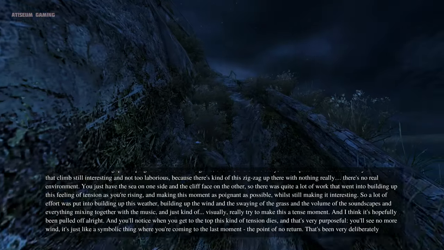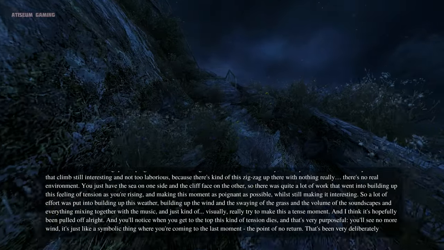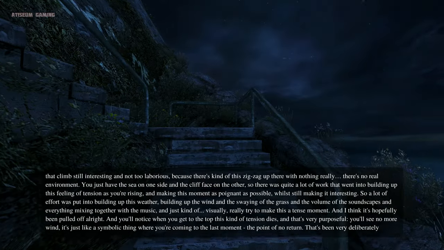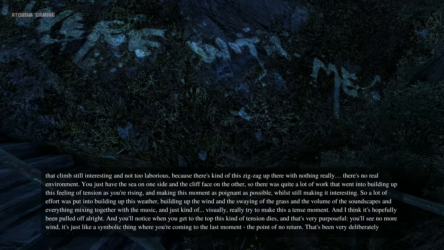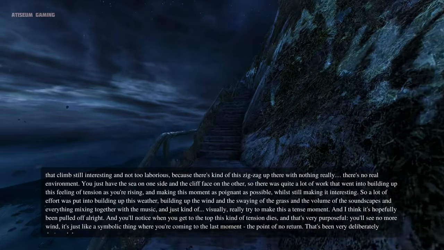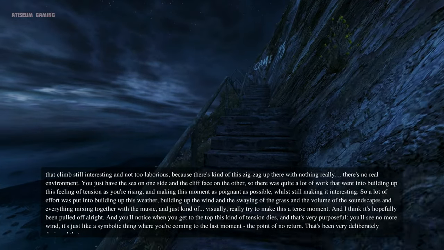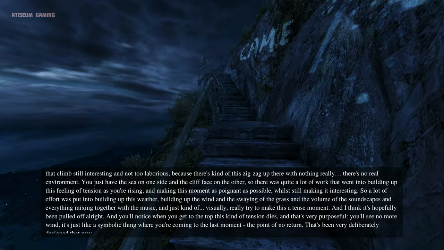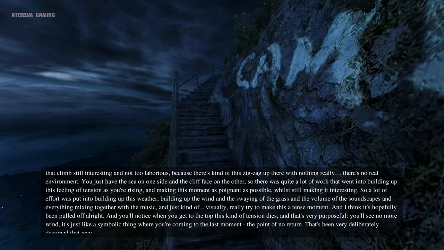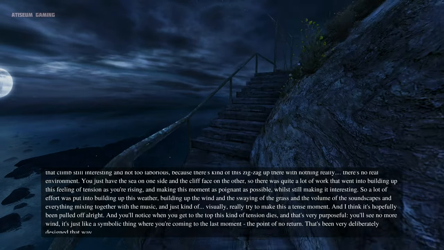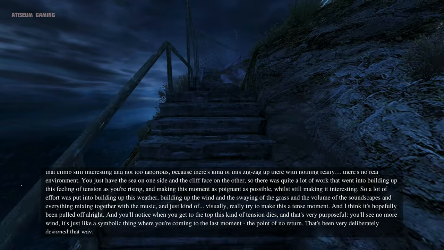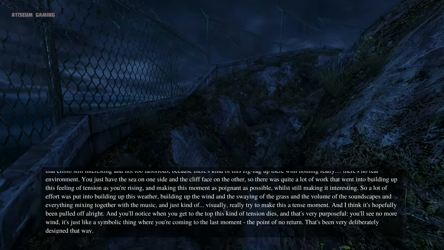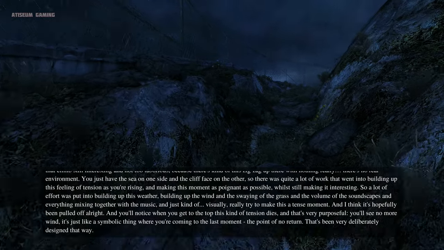So a lot of effort was put into building up this weather, building up the winds and the swaying of the grass and the volume of the soundscapes and everything mixing together with the music, and just visually really trying to make this a tense moment. And I think it's hopefully been pulled off all right. And you'll notice when you get to the top, this tension dies, and that's very purposeful. You'll see no more wind. It's just a symbolic thing where you're coming to the last moment, the point of no return. And that's been very deliberately designed that way.